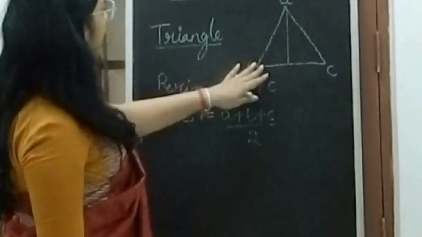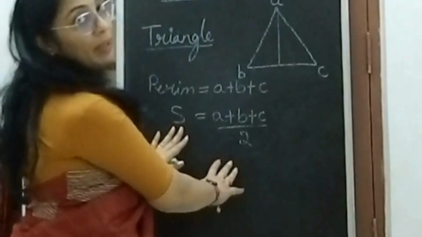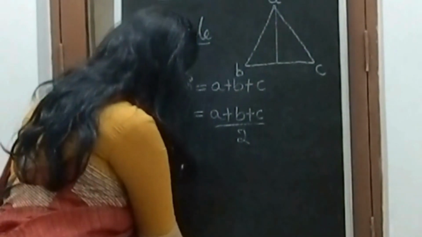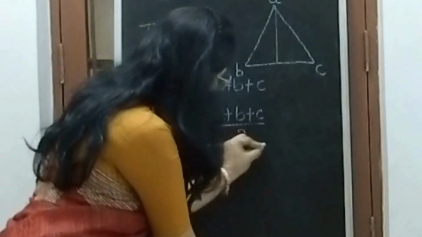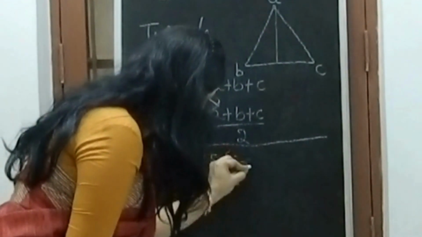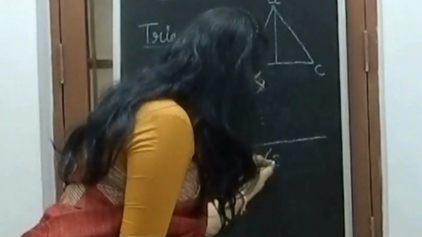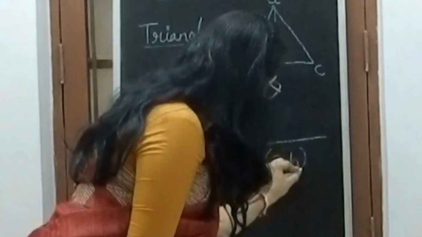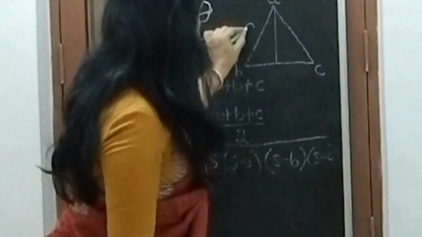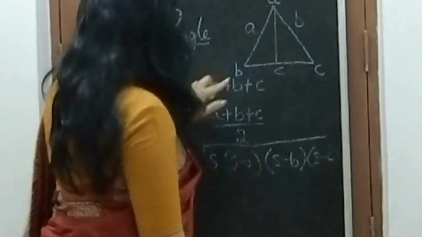So for the area, first we will find out the perimeter. After finding the perimeter, half of perimeter is called S. Now with the help of S, we will find the area of the triangle, which is: area equals square root of S into S minus A, where A is one side, then S minus B, and then S minus C. You can take these as A, B and C. These are the 3 sides. Okay?